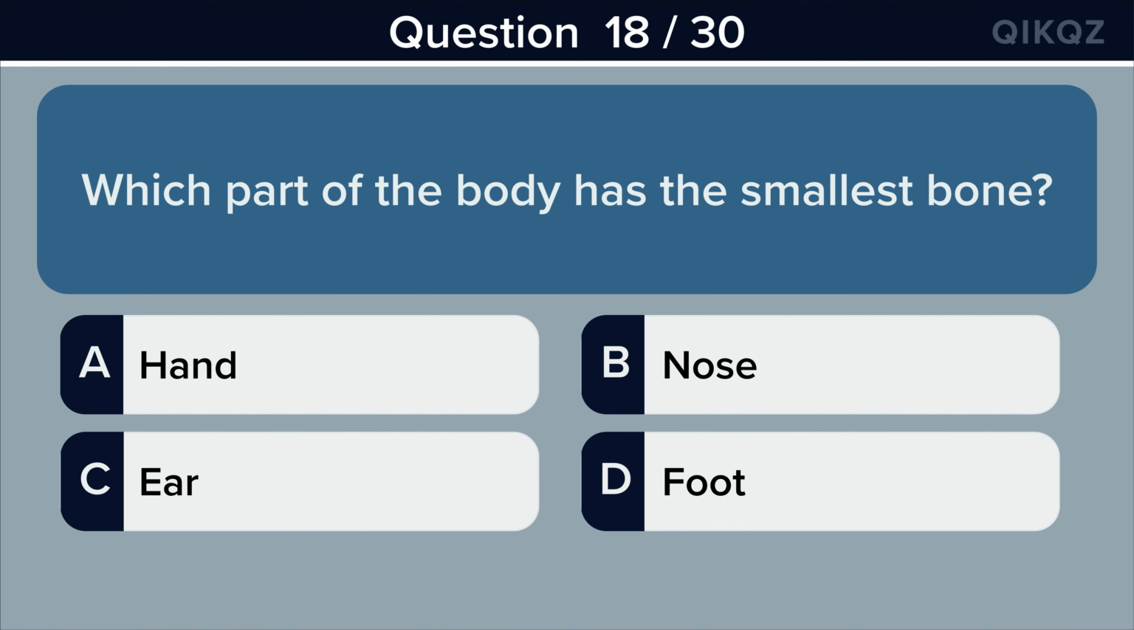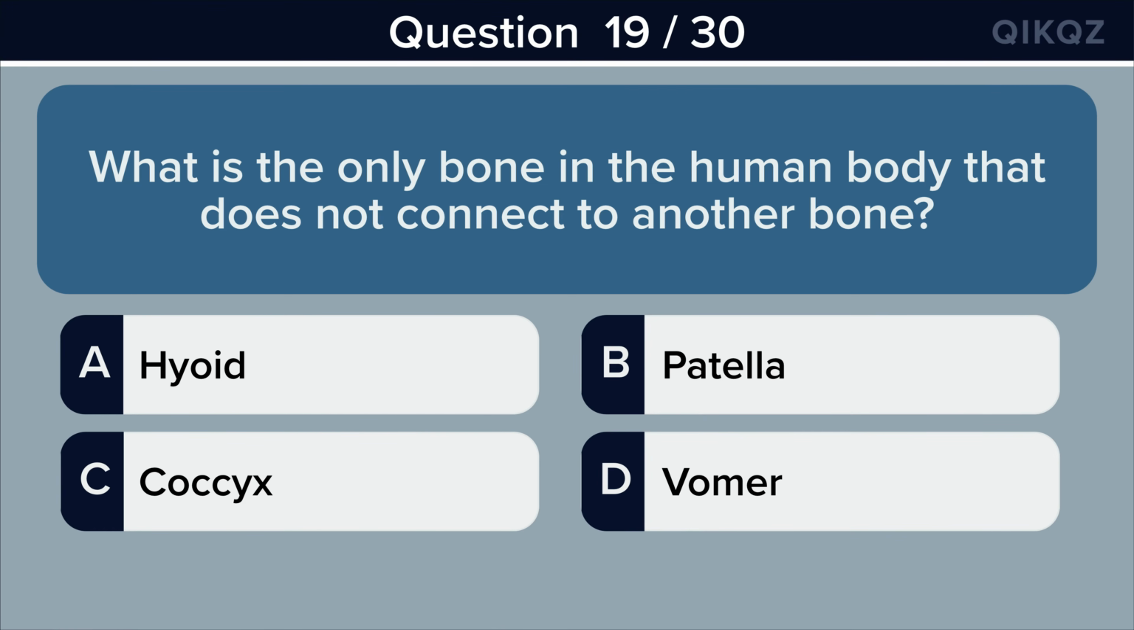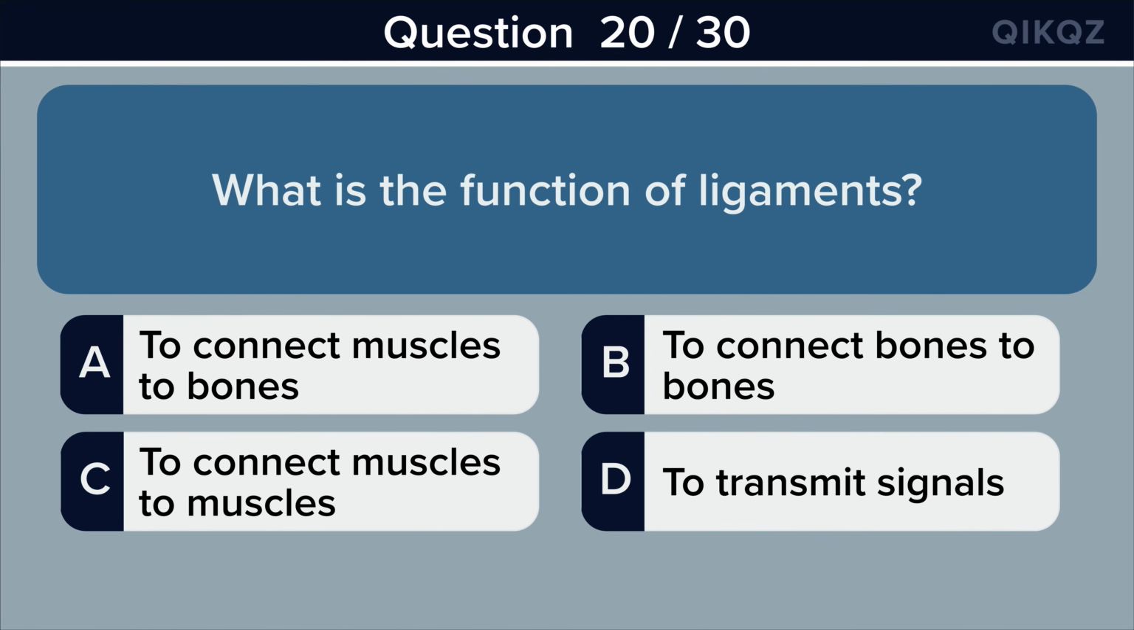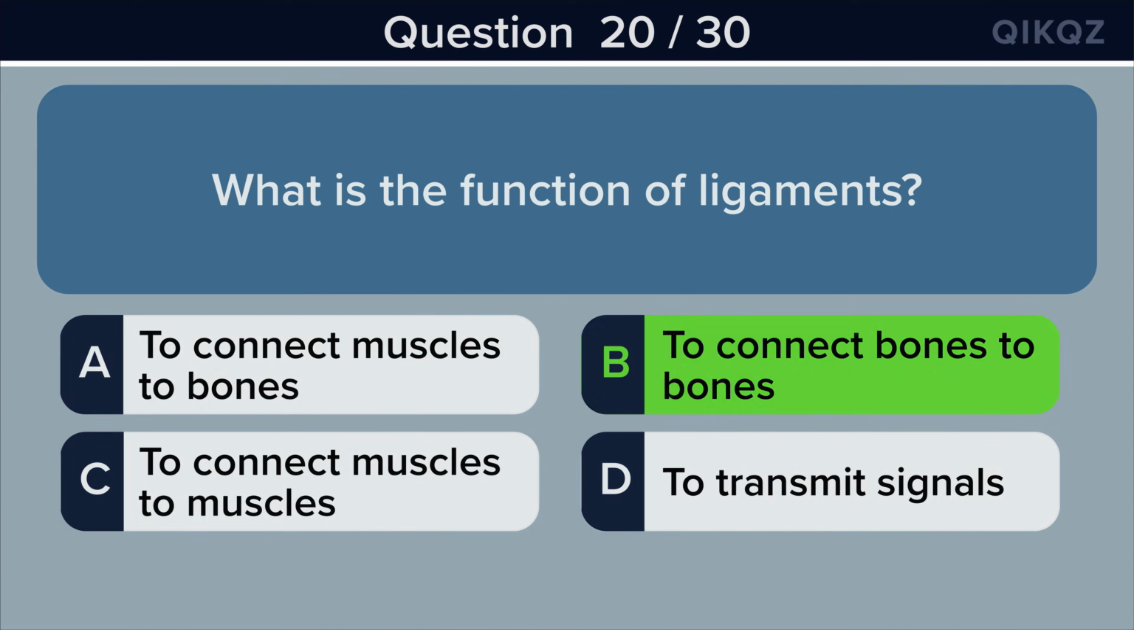Osteoporosis. Which part of the body has the smallest bone? Ear. What is the only bone in the human body that does not connect to another bone? Hyoid. What is the function of ligaments? To connect bones to bones.